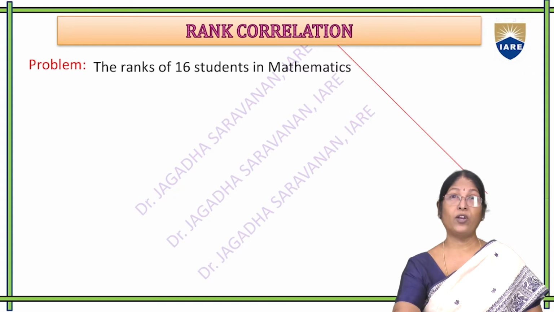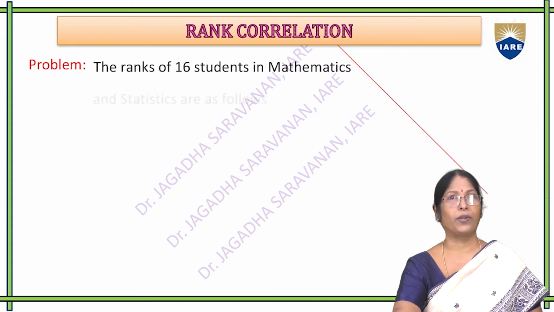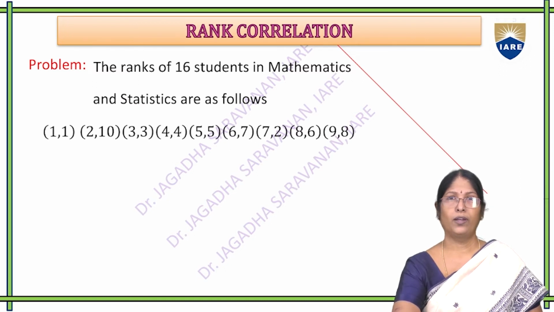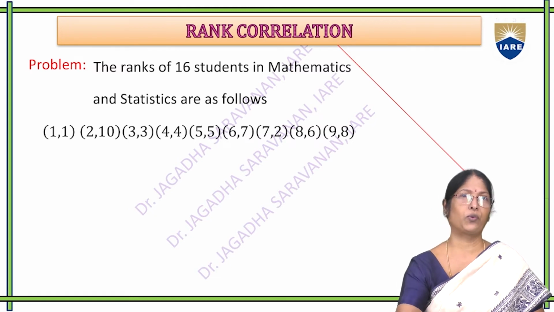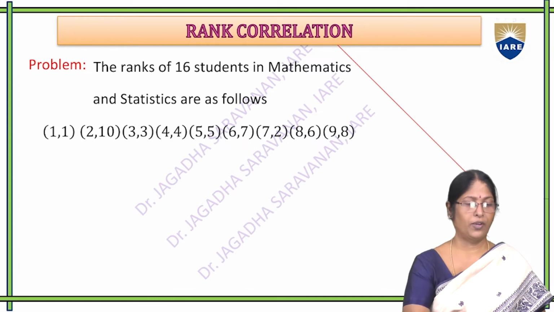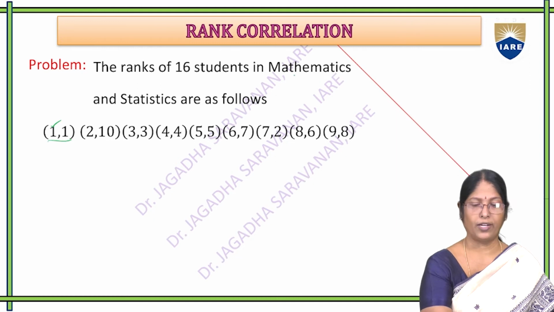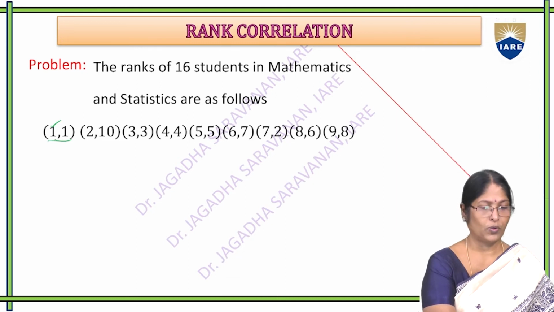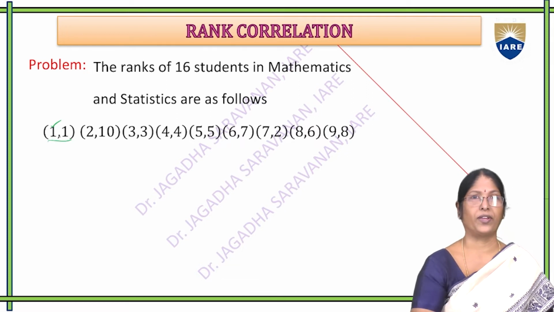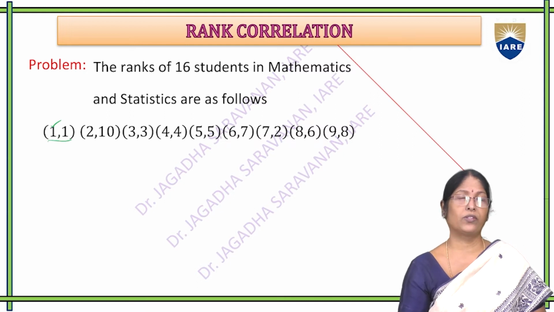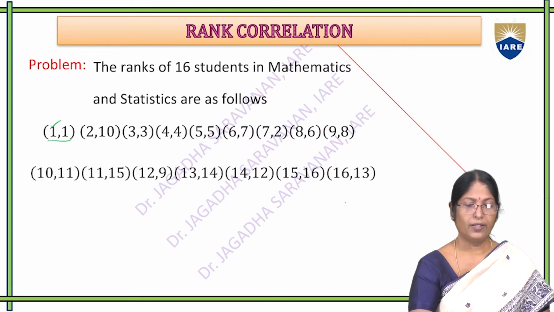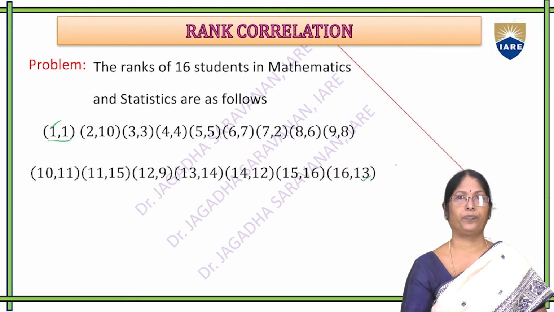In this problem, ranks of 16 students in mathematics and statistics are as follows. Before the problem, the presentation of the data is different here. It is given in coordinates. The first one, because mathematics is playing the role first, this data represents the marks. This is statistics. Next, 2, 10: 2 plays a role for mathematics, 10 is the value for statistics. Similarly, 16 students' data are given.